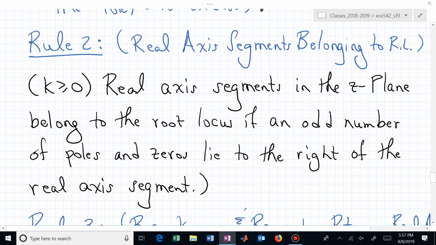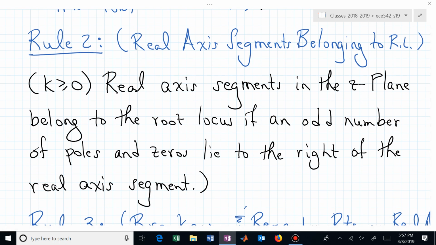Rule number 2. Here's where sometimes you get confused with, wait a minute, I have 5 branches and I only have 2 real axis segments, or 3 real axis segments. Then you may have some branches sharing the same real axis segment. Real axis segments in the z-plane, this is our French bread issue. We chop up our French bread. Where do we chop it? Where do we cut it? I shouldn't say chop. I should say, where do we slice that French bread?